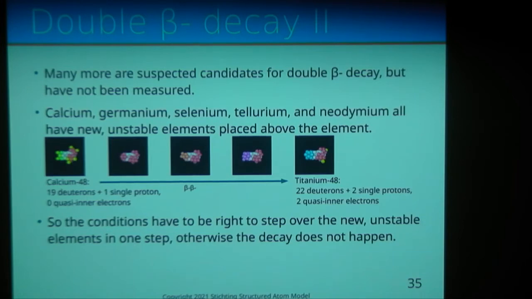In fact, the step is bigger than even the Standard Model assumes. It goes from 19 plus 1 minus 0 to 22 plus 2 minus 2. We actually go up 3 deuterons and a single proton to reach titanium. But then two outer electrons are pulled in as quasi-inner electrons, so from the four PEPs transformed to protons, only two are visible to the outside. Those unstable new elements placed at those positions in the PTE prevent the normal single-step decay. Without them, we would not really be able to explain some cases of the double beta decay.